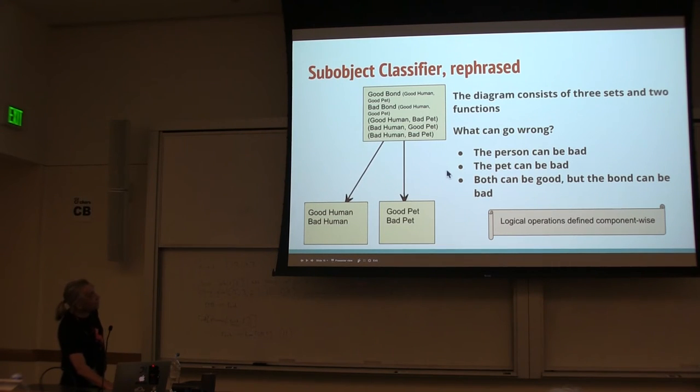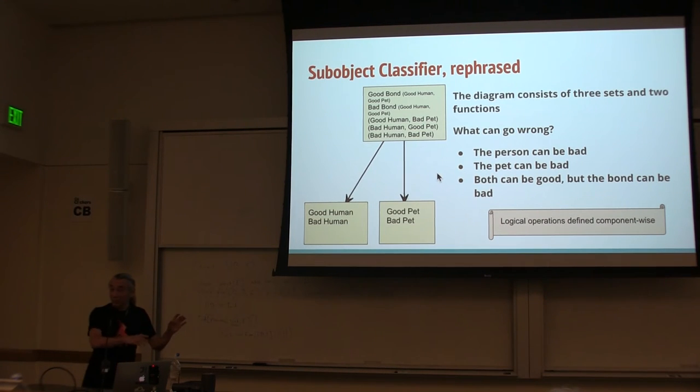So logical operations. Yeah, we can define logical operations on this. Conjunction, disjunction, implication, negation. And the operations, fortunately, are defined component-wise. In each tier, you define how combinations work. What would be a conjunction of good human, bad pet, and bad human, good pet? Well, of course, it will be bad human and bad pet, right?